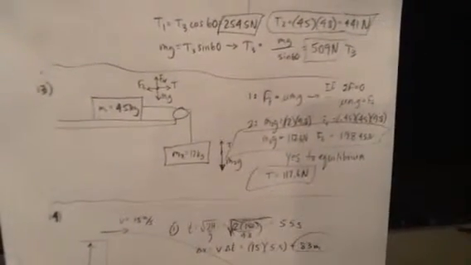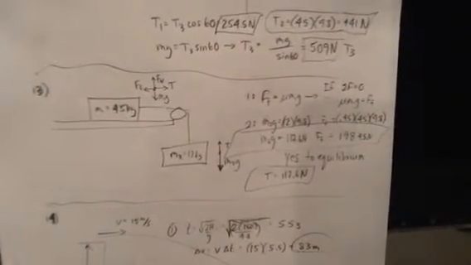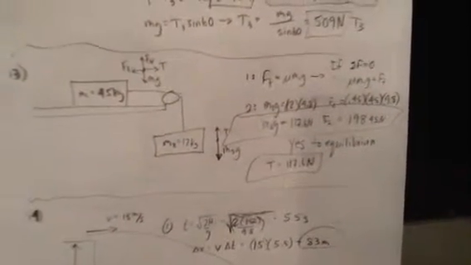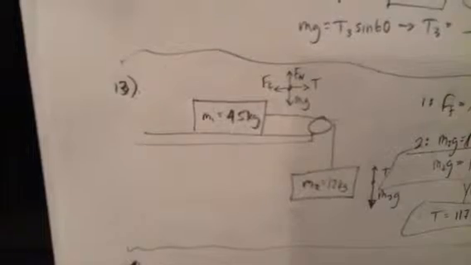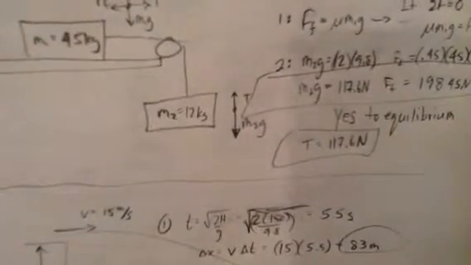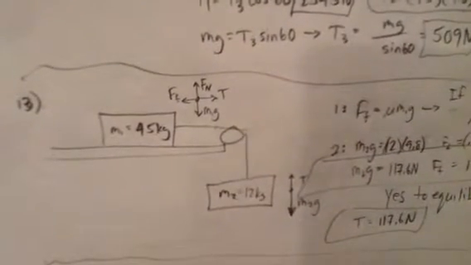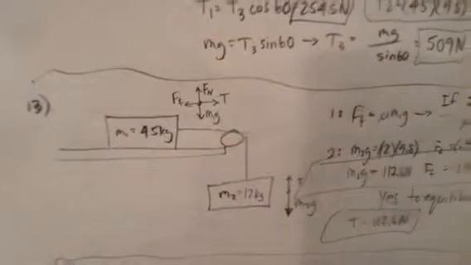Okay, number 13. You've got a modified Atwood machine here. It's a block and a pulley going over a ramp. So there's your force diagram on the block on the tabletop. There's your force diagram on the block hanging off the edge. Notice gravity is bigger than tension here, whereas over here tension's bigger than the force of friction, which is why it's moving to the right.